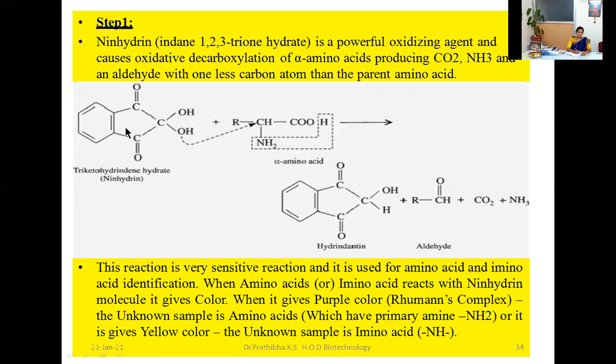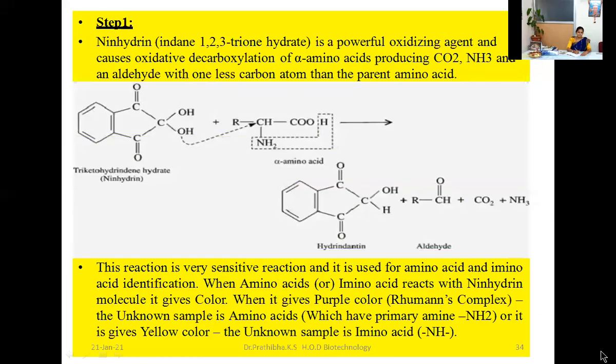So this is hydrindantin, right? Then this is the aldehyde, this is the carbon dioxide, and this is the liberated ammonia. This reaction is very sensitive and it is used for amino acid identification. When amino acids react with ninhydrin, it gives color. When it gives purple color, this is known as Ruhemann's complex, that is, the unknown sample is an amino acid which has primary amine NH2, or it gives yellow color, the unknown sample is an imino acid.